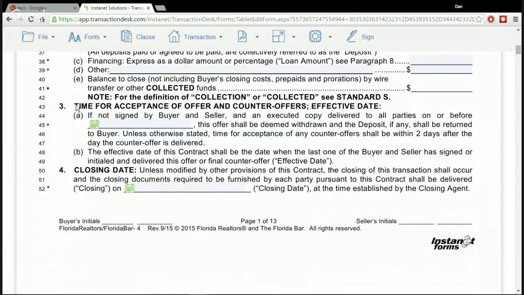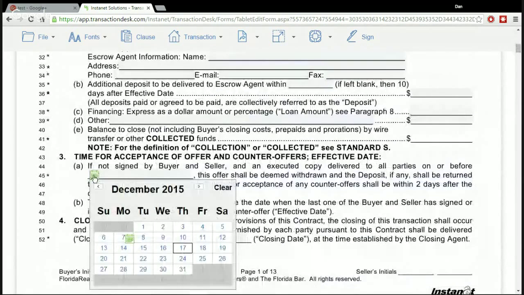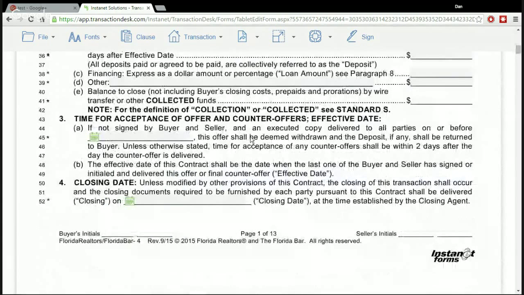This is pretty easy stuff here. Time for acceptance and counteroffers. Very important here. And it talks about effective date. If not signed by buyer and seller, an executed copy delivered to all parties on or before. Oops. You can have a little drop down here where you can choose the date. Then this offer shall be deemed withdrawn, and the deposit, if any, shall be returned to buyer. Unless otherwise stated, time for acceptance of any counter offer shall be within 2 days after the day the counter offer is delivered. So 2 days is a default time for acceptance of a counter offer.